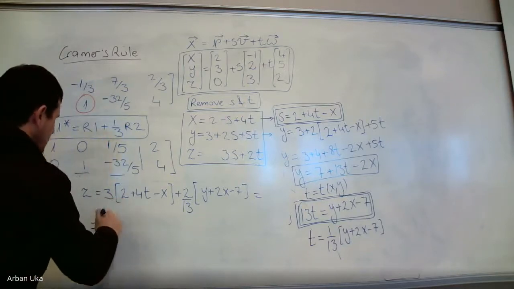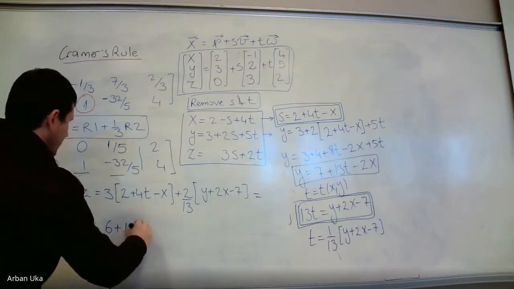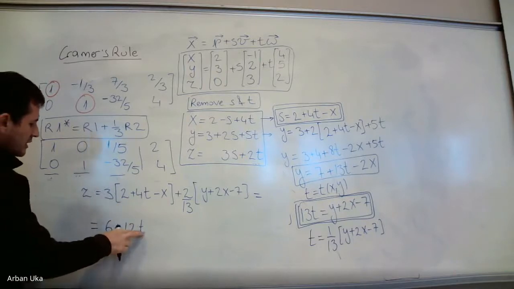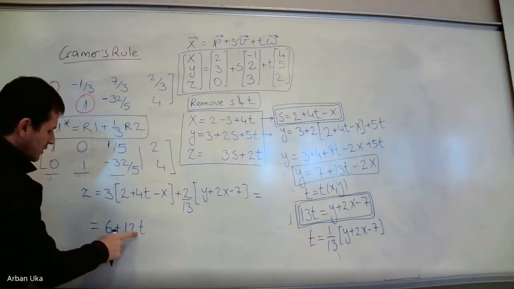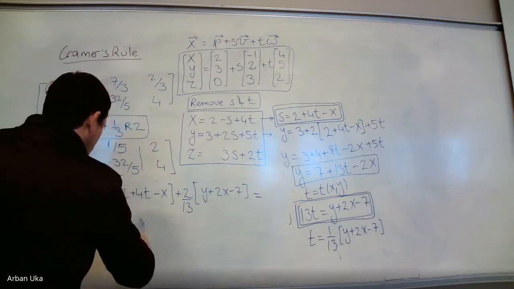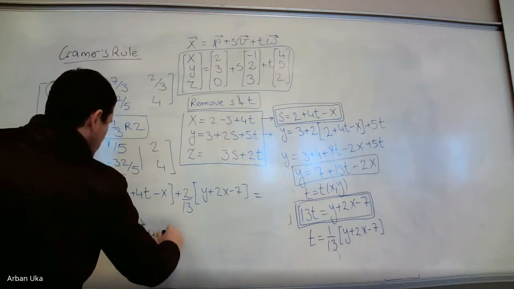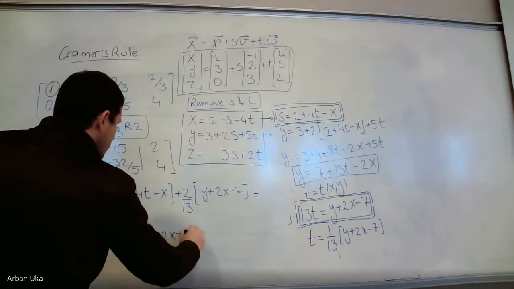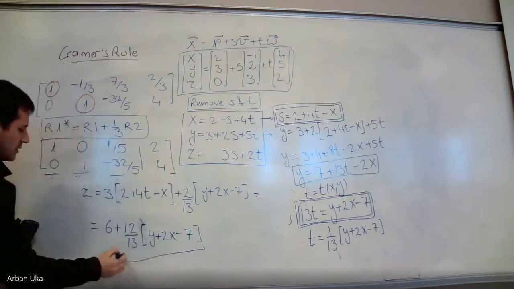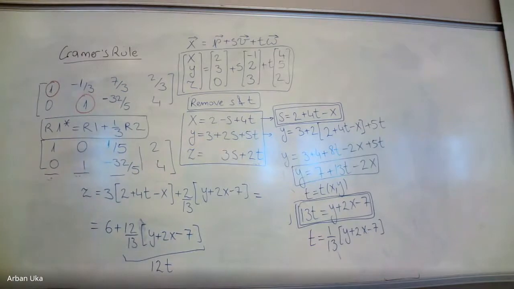This is 6 plus 12t. But I believe you see this 12t here, right? You multiply. So let's substitute the t right away. So what is this t here? T is 1 over 13, so divided by 13, times y plus 2x minus 7. So this is our 12t. Are we good?